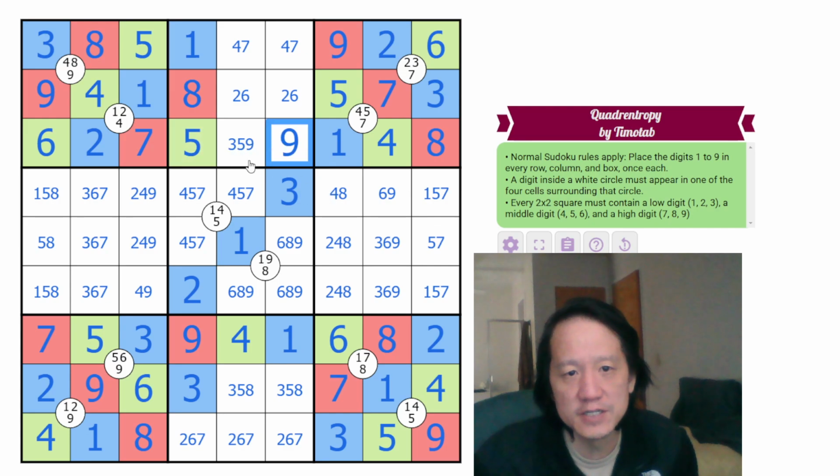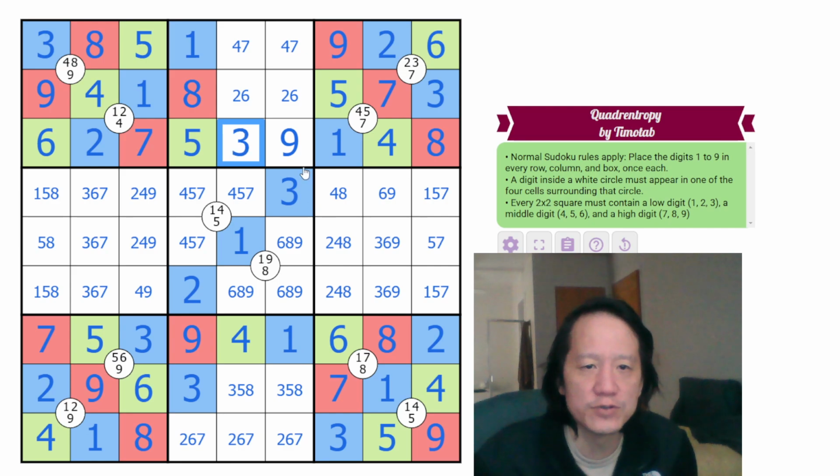So therefore, this is a 9. This can't be 5 or 9, so therefore this is 3, which makes this low, this high. We now have 2 lows here and a high. We need a middle. So this has to be middle, which means this cannot be 7. Also, these can't be 5 because of the 5.